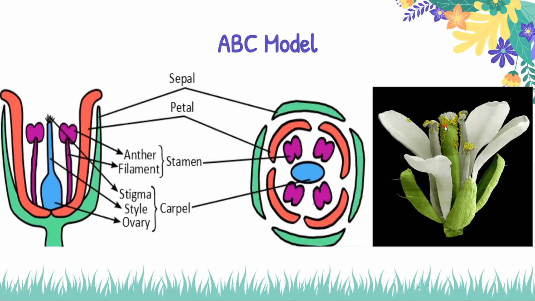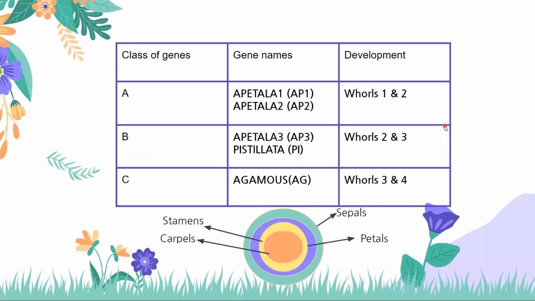Now let's see what the ABC model says. According to the ABC model, A is for the class A genes, then class B genes and class C genes. Each of these classes has certain gene members. Class A has two main genes, APETALA1 and APETALA2, which regulate the development of two whorls of the flower, whorl 1 and whorl 2. What is whorl 1? It is the sepals. And whorl 2? Just after the sepals, we have the petals.